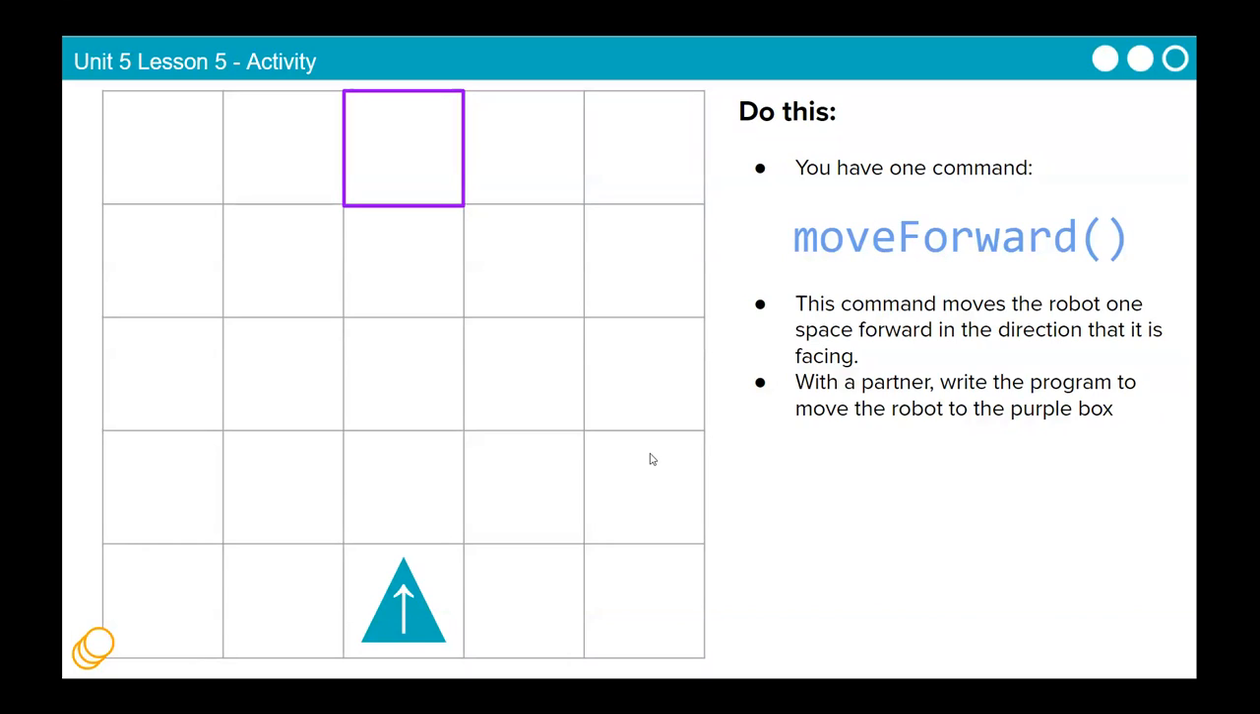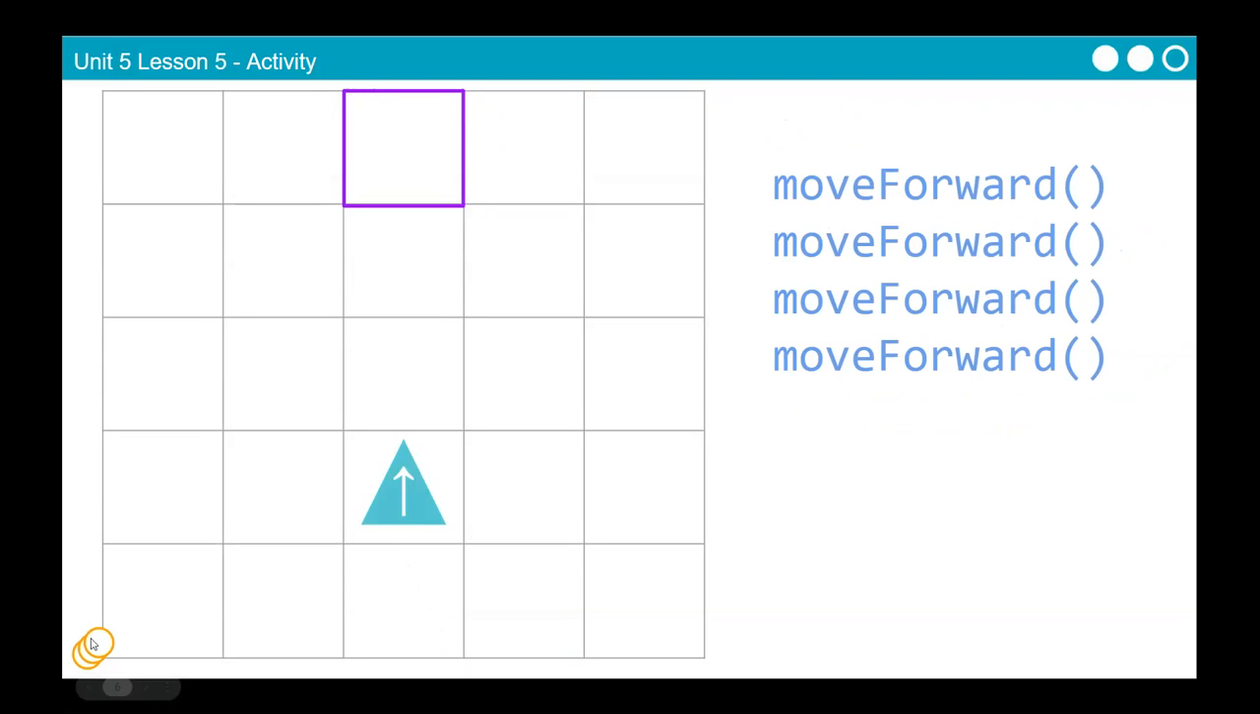So here we are going to move a robot around a game board using the following commands. Here's the first one: move forward. Do this command to write a program to move the robot to the purple box. So let's do this. And that's how that works, right? Right. Next.